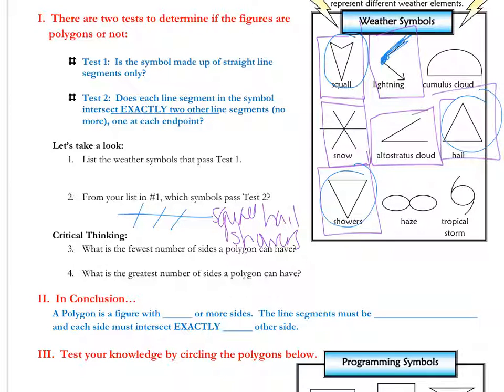Okay, so what do you think is the fewest number of sides a polygon can have? Well, if we look at lightning, that one only had 2, and we weren't able to connect it to make a polygon. If you look at showers, we had 3, and we could make a polygon. So this would be 3. And then what is the greatest number of sides a polygon can have? There's no max. We can keep making as many as we would like.